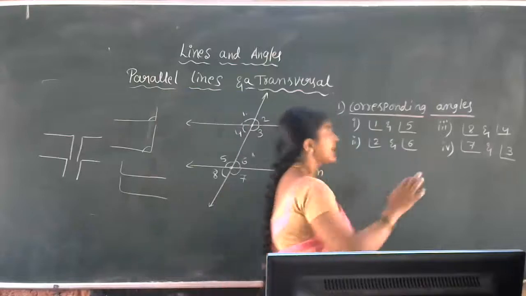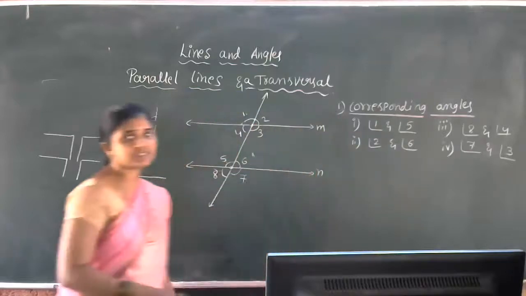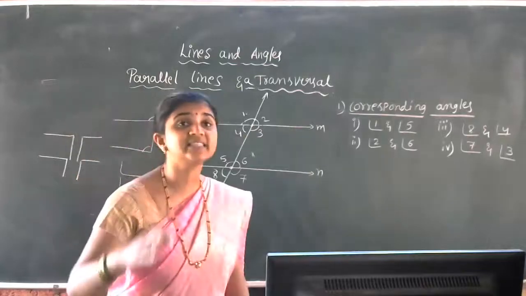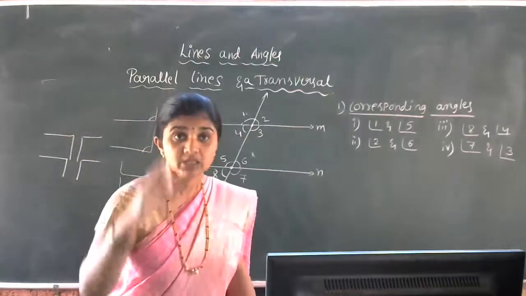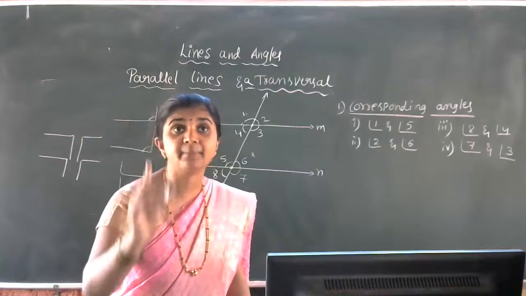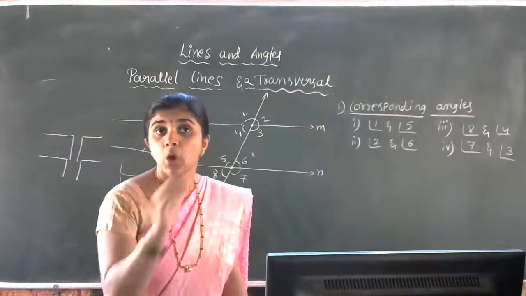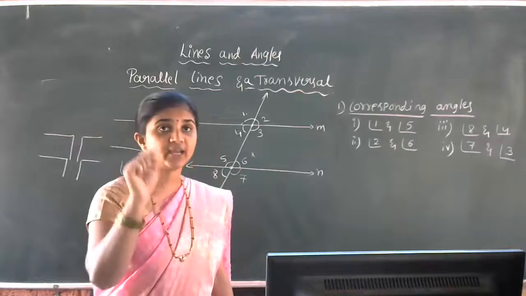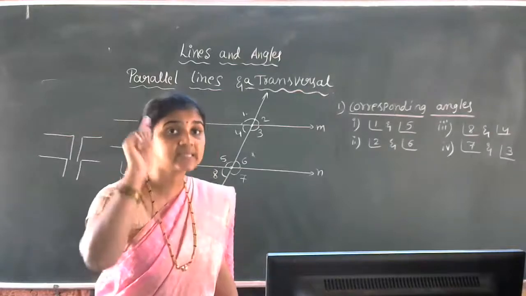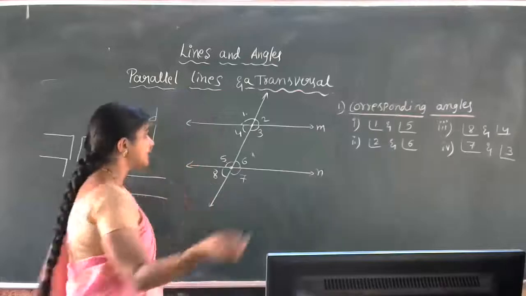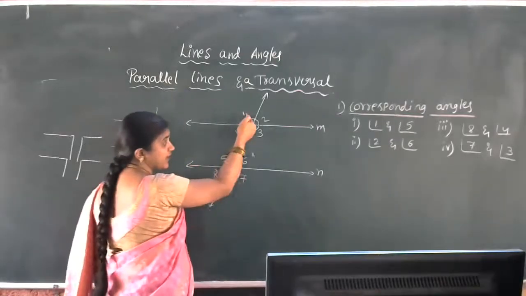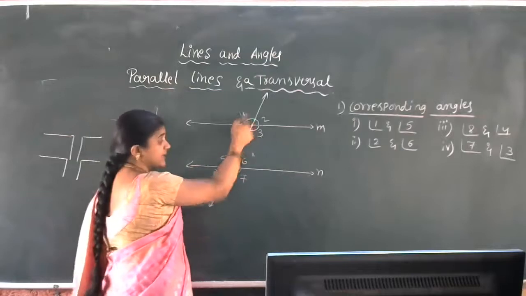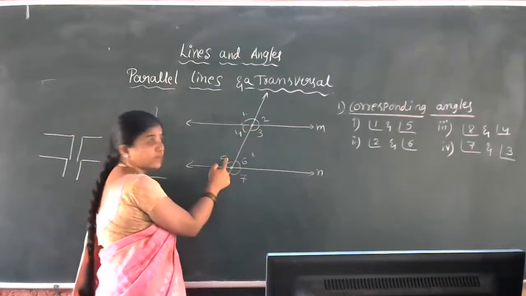See students, in the parallel lines and a transversal condition, these corresponding angles are always equal. This is only possible when the lines are parallel. Remember one thing: this condition of corresponding angles being equal applies only to parallel lines. In that condition, angle 1 is equal to angle 5. If this one is 120 degrees, angle 5 is also 120 degrees.